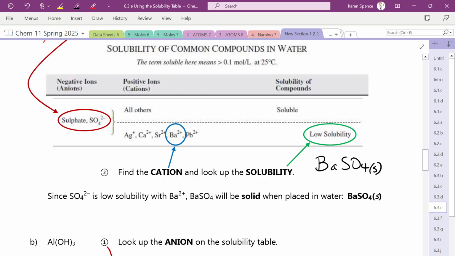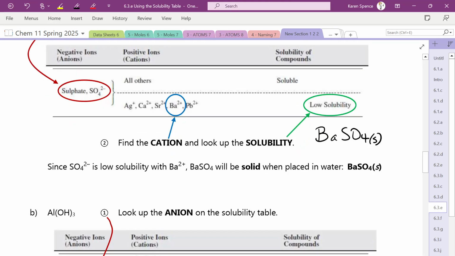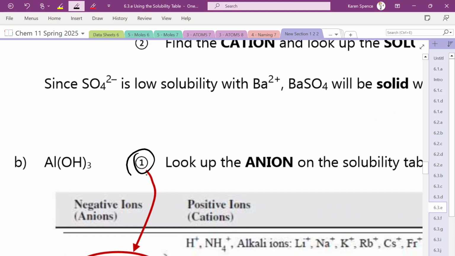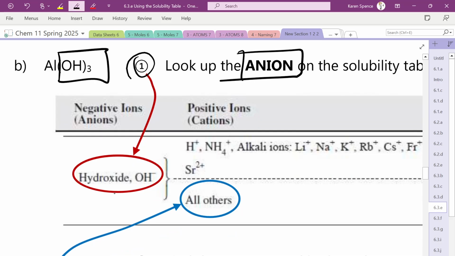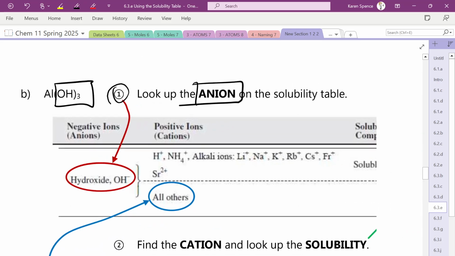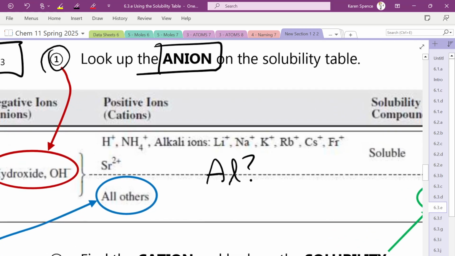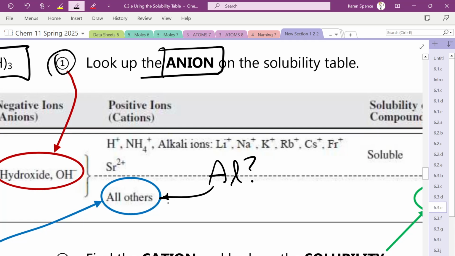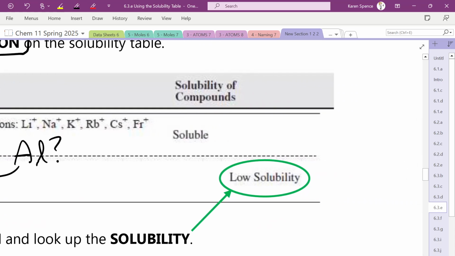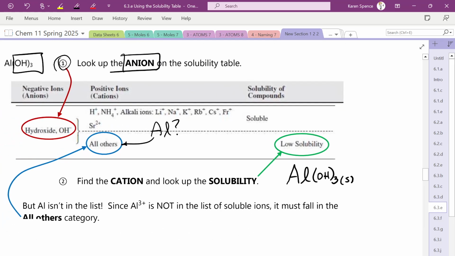Aluminum hydroxide. Let's look up our anion. Usually we look up the anion first. So number one, look up the anion. The anion here is hydroxide. Here's hydroxide. And we don't see aluminum. There's no aluminum anywhere. Where is aluminum? If it's not here, it must fall into the all others category. And if it falls in the all others category, that means it is low solubility. So Al(OH)3 is going to be a solid. Okay.